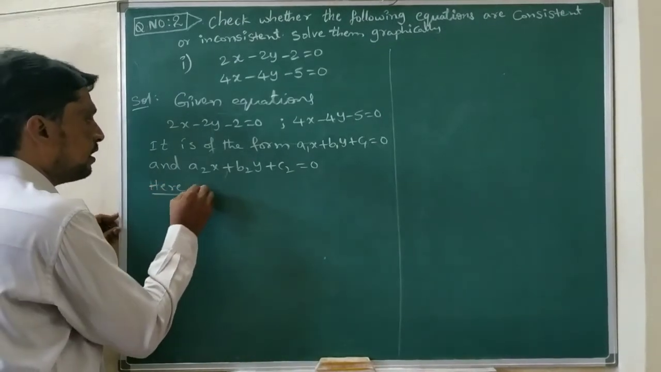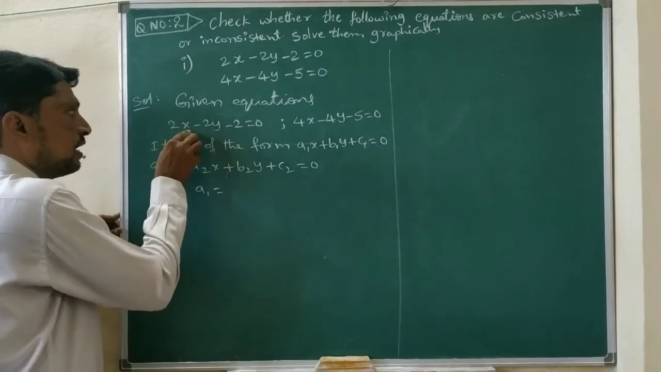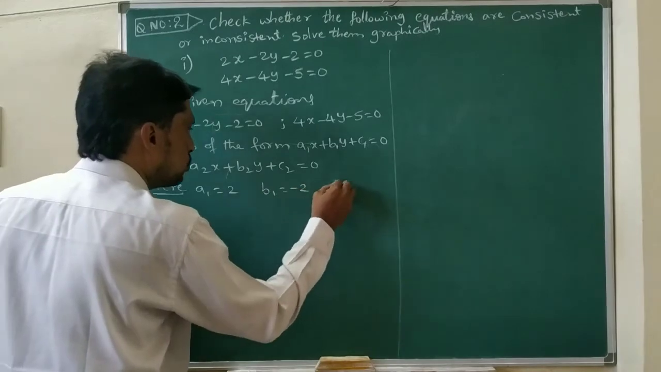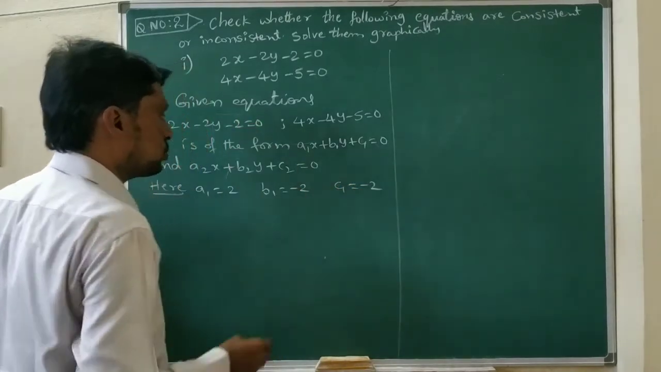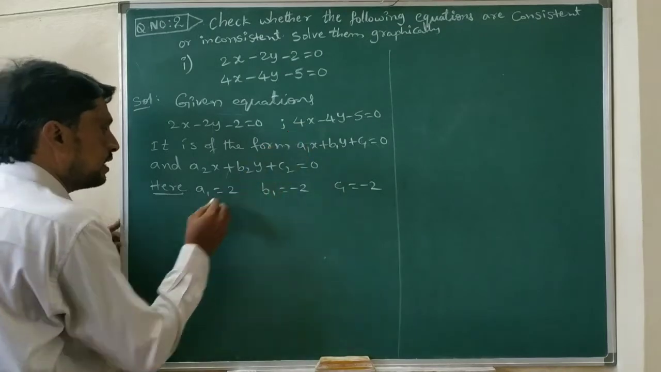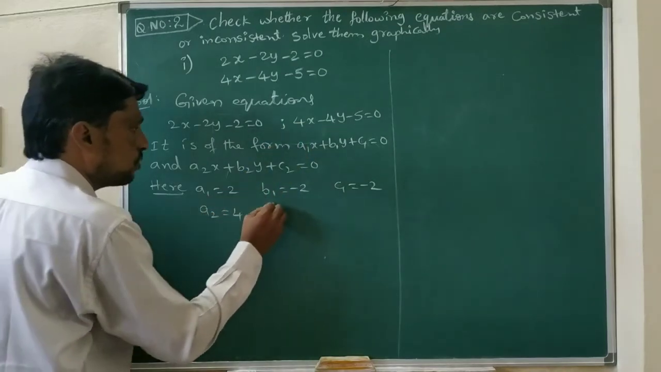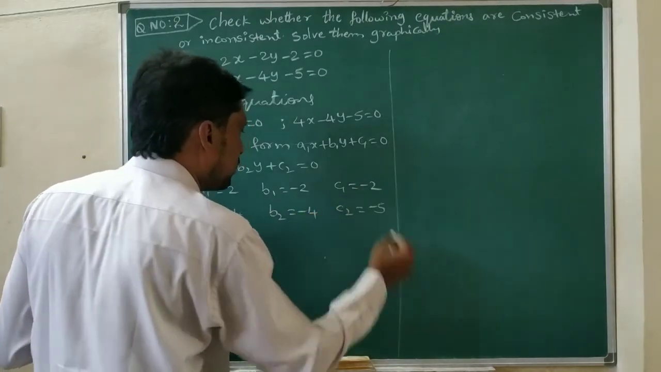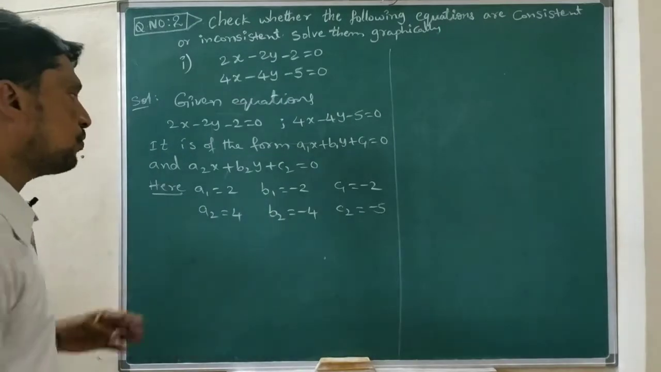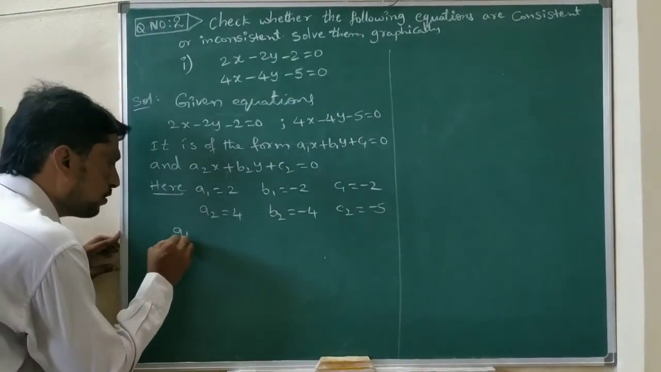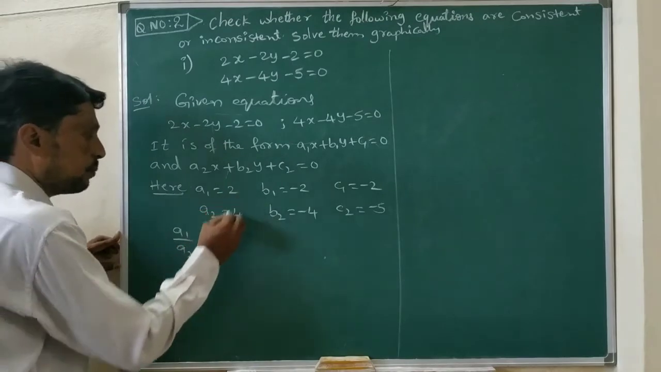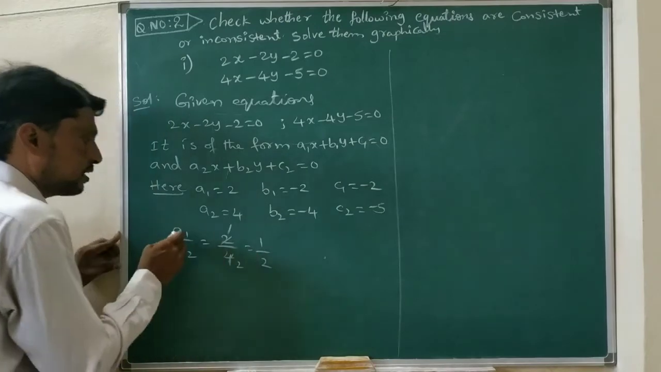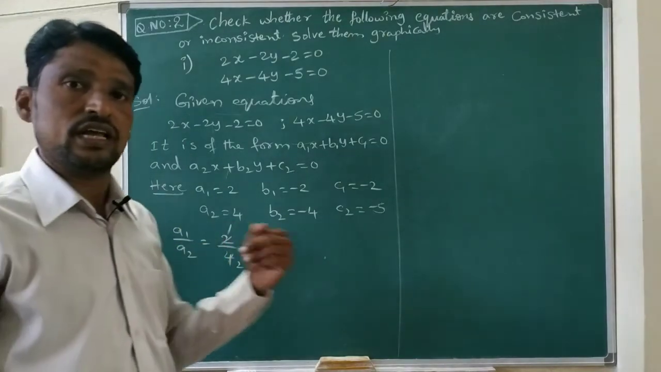In the first equation, a1 equal to 2, b1 equal to minus 2, c1 also equal to minus 2. Next, in the second equation, a2 equal 4, b2 equal to minus 4, c2 equal to minus 5. Now we need to compare the ratios. So a1 by a2 we can find out. a1 by a2 means 2 by 4. 2 ones are 2, 2 twos are 4, means 1 by 2 we are getting.